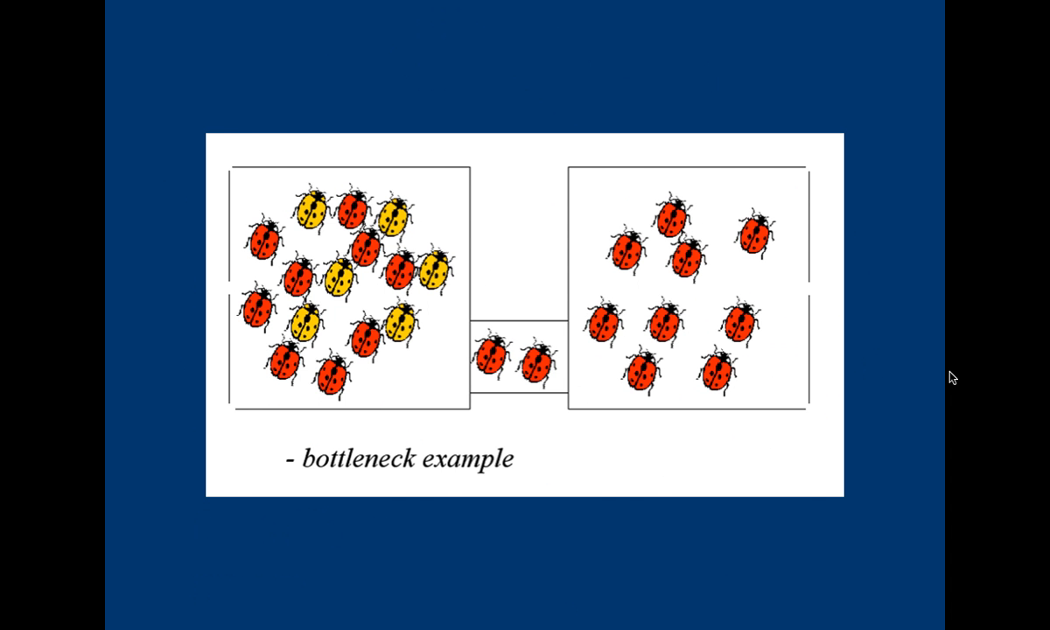So here's an example of the bottleneck scenario. We have a population of ladybugs with both red and yellow. A lot of them die and only these two red guys survive. The two red guys may or may not have that yellow gene. So when they create the population, at least initially, you're going to get a lot of red and very few yellow.